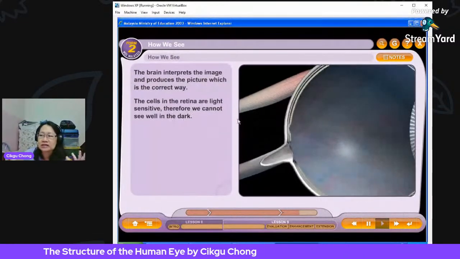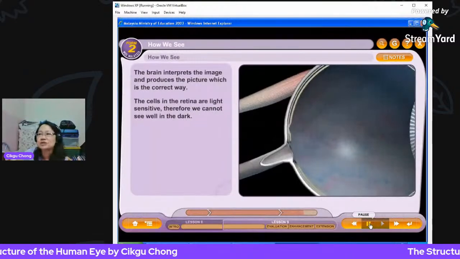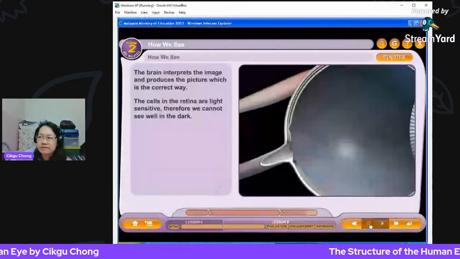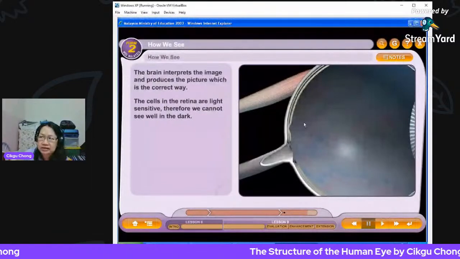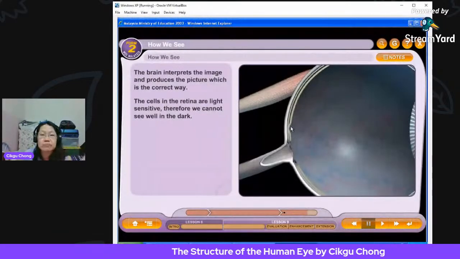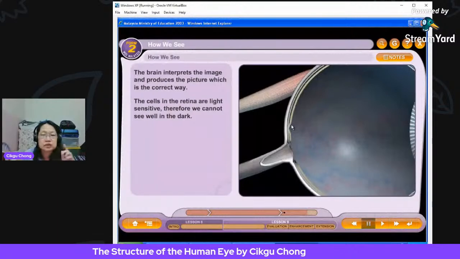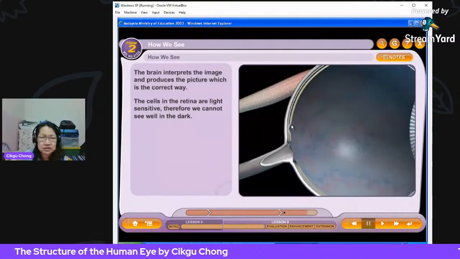So we cannot see in the dark because you don't have enough light. When there's no light entering the eye here, the retina cannot be stimulated. So the retina is only stimulated by light. Okay.